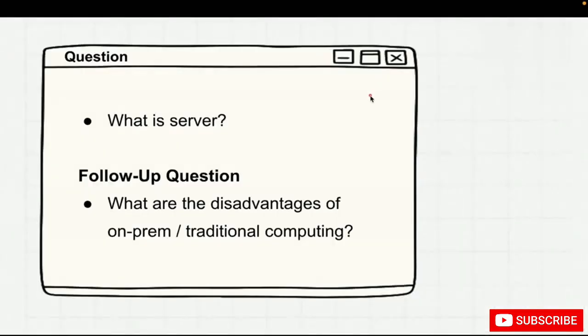Hi everyone. In this session, we are going to see some question sets. The first question is, what is a server? And there is always a follow-up question on this: what are the disadvantages of on-prem or traditional computing? In this, the interviewer is always trying to set the pace of how the interview is going to take place. These are the very basic questions that the interview starts with.